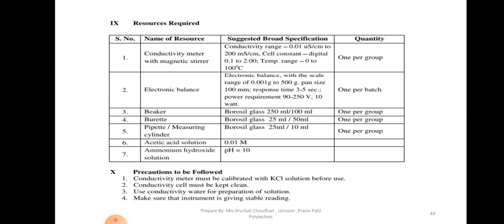The resources for this experiment are: we require the conductivity meter, electronic balance, beaker, burette, pipette, acetic acid and ammonium hydroxide.